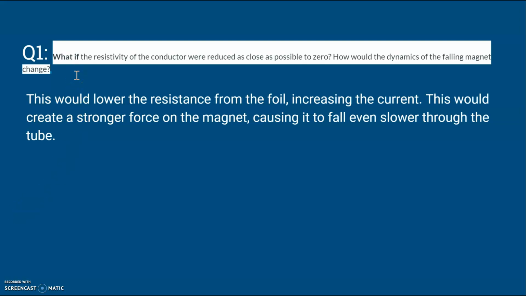Question 1 asked, what if the resistivity on the conductor were reduced as close as possible to zero? How would the dynamics change? This would lower the resistance from the foil, increasing the current. This creates a stronger force on the magnet, which would cause it to fall even slower through the tube.